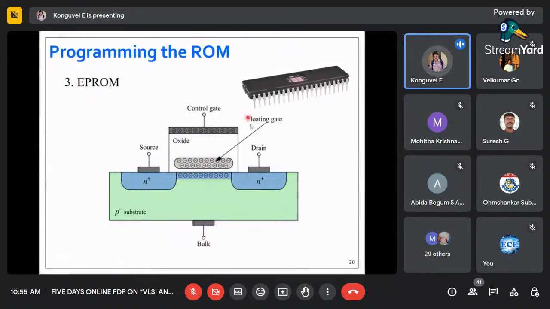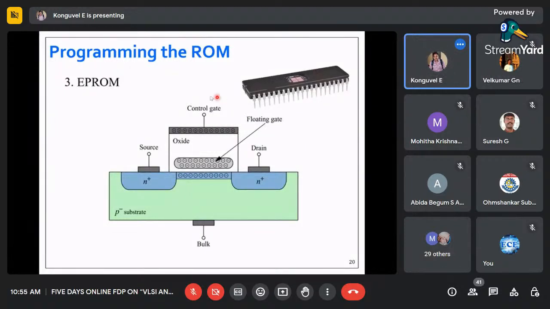Why do we call this a floating gate? Because it is not connected to any terminal. We cannot connect to that terminal. The polysilicon will be available inside. We don't deal with that, we don't connect with it. That is why we call it a floating gate. The other things are the same.